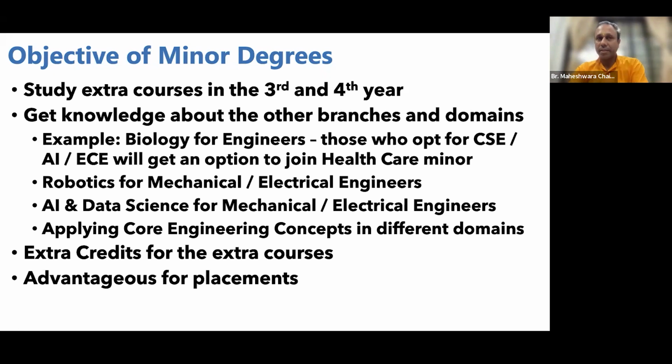Major degree is computer science or electronics and communication or mechanical engineering. And minor is healthcare system, smart grid, or electric vehicles. Those are minors. So those are extra courses in the 3rd and 4th year. It carries credit. It is additional work for you, but at the same time, it is additional knowledge that is closely aligned with the major degree. You get to know about the other branches and domains.